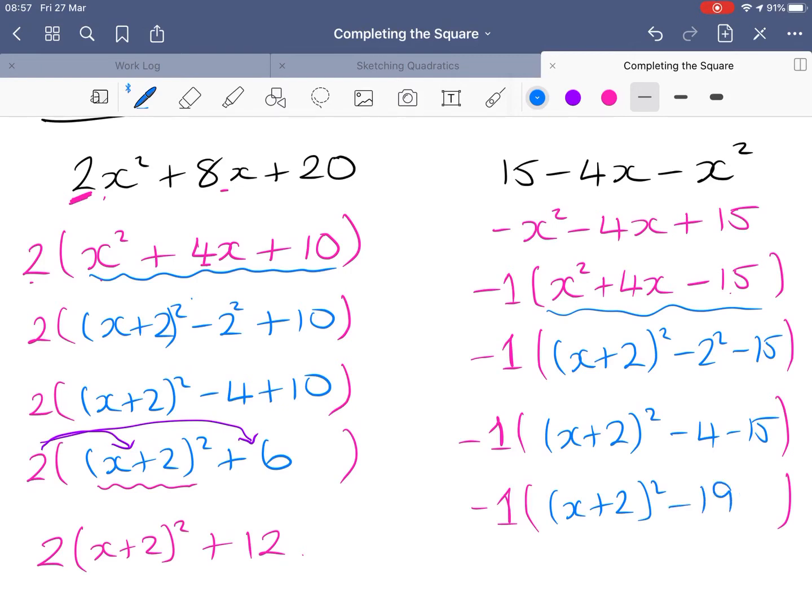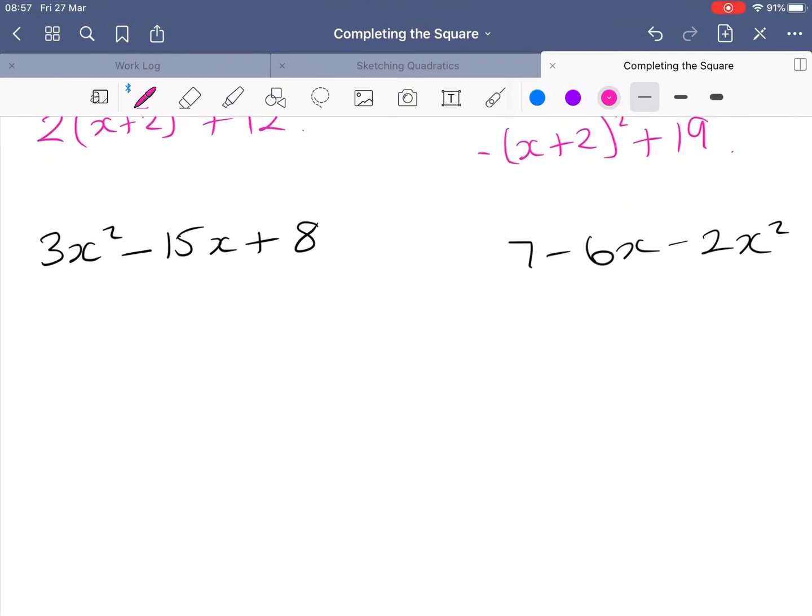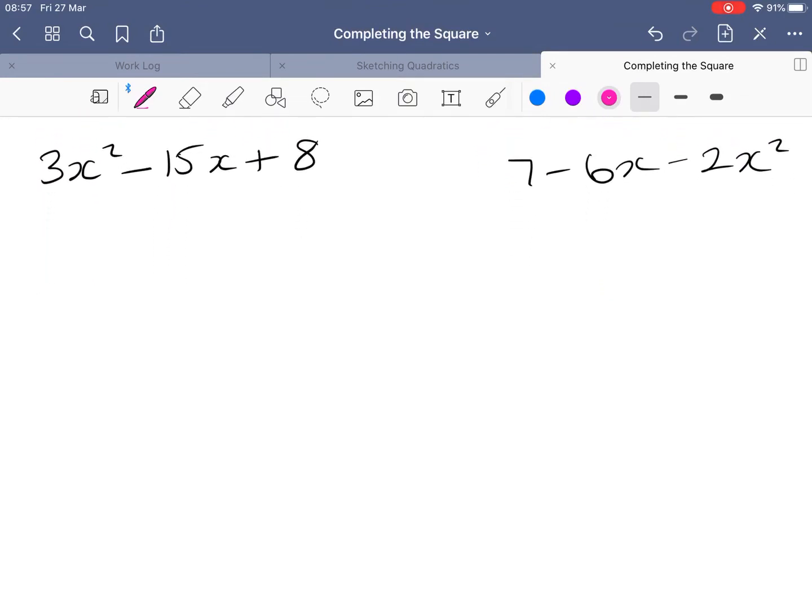And this last step, where you have to bring the minus 1 back into the bracket, so you're effectively expanding the bracket. And what you end up with is minus x plus 2 squared, and minus 1 times minus 19 makes plus 19. Okay, right, I'll do another example, another 2 examples. I'm just going to try and do these quite quickly.